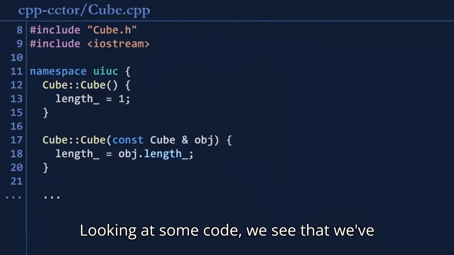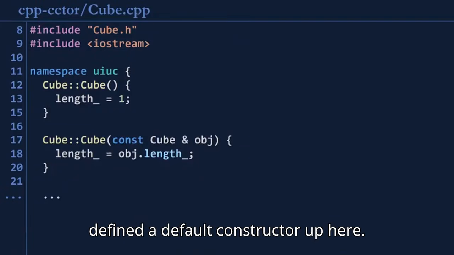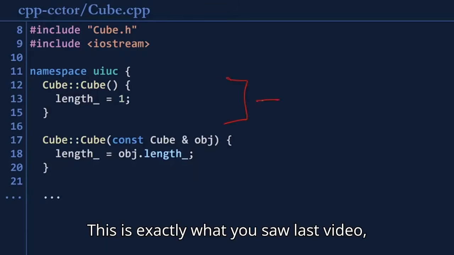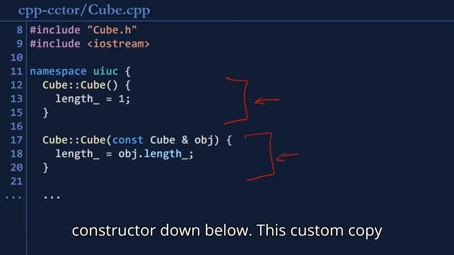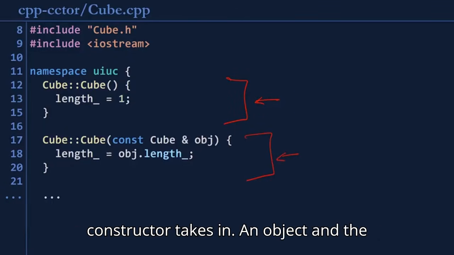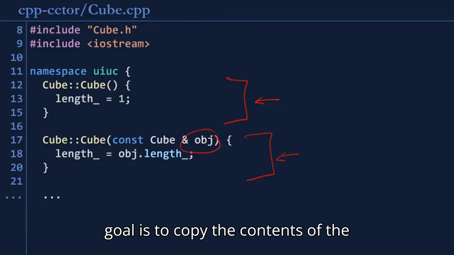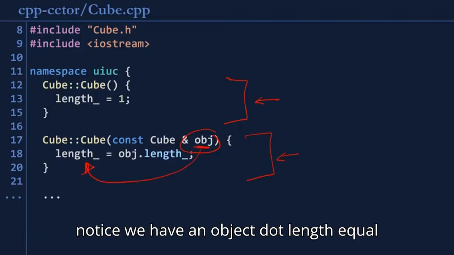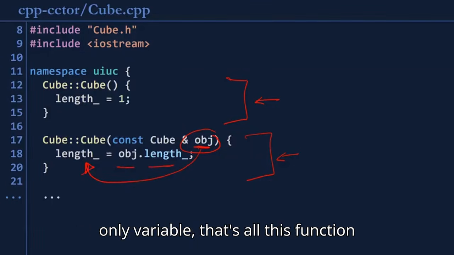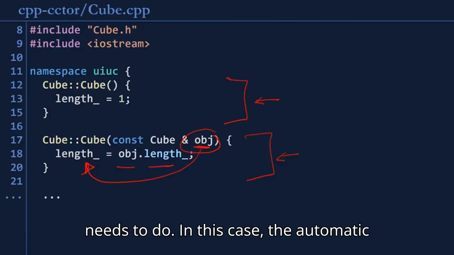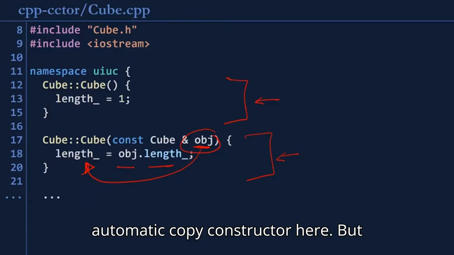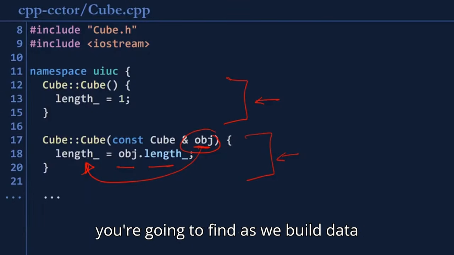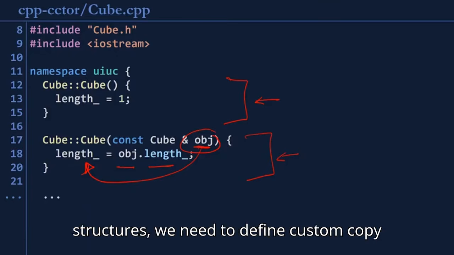Looking at some code, we see that we've defined a default constructor up here. This is exactly what you saw last video. And we defined a custom copy constructor down below. This custom copy constructor takes in an object, and the goal is to copy the contents of the object into our current instance. So notice we have an object.length equal to our current length. Since that's the only variable, that's all this function needs to do. In this case, the automatic copy constructor would do exactly this. So there is no need for us to define a custom copy constructor here, but you're going to find as we build data structures, we need to define custom copy constructors.